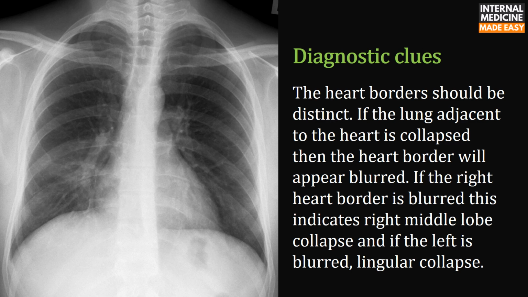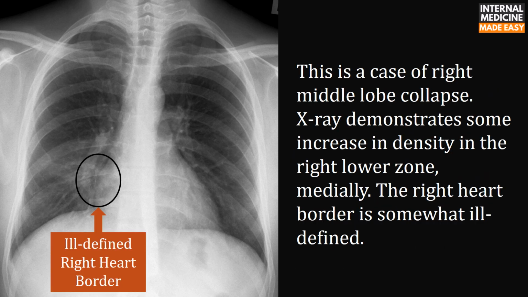The heart borders should be distinct. If the lung adjacent to the heart is collapsed, then the heart border will appear blurred. If the right heart border is blurred, this indicates right middle lobe collapse, and if the left is blurred, it indicates lingular collapse. This is a case of right middle lobe collapse. X-ray demonstrates some increase in density in the right lower zone medially. The right heart border is somewhat ill-defined.